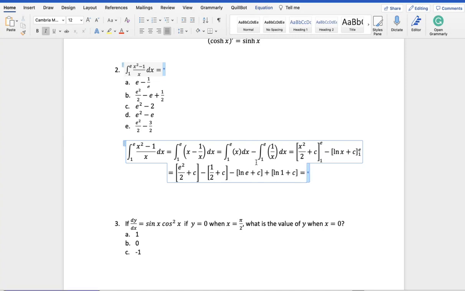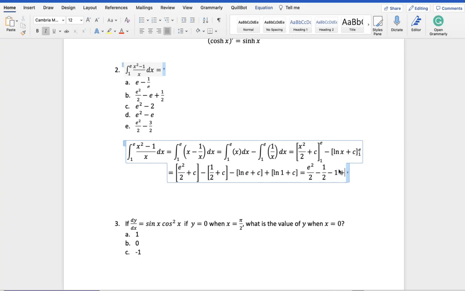And this is just equal to then, as you can see, the c will cancel on either sides there. Then you'll have e squared over 2 minus 1 over 2, right? Remember the c has canceled. Then you have minus ln of e. Ln of e is just 1, right? Plus c. The c from here will just become minus c plus c, which cancels again. So you have minus 1 plus ln of 1, which is just 0. So plus 0.